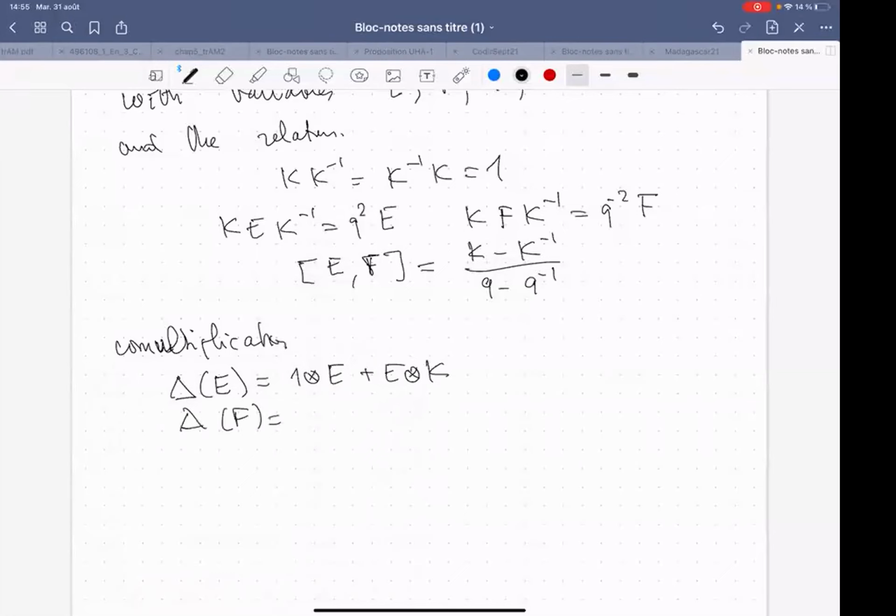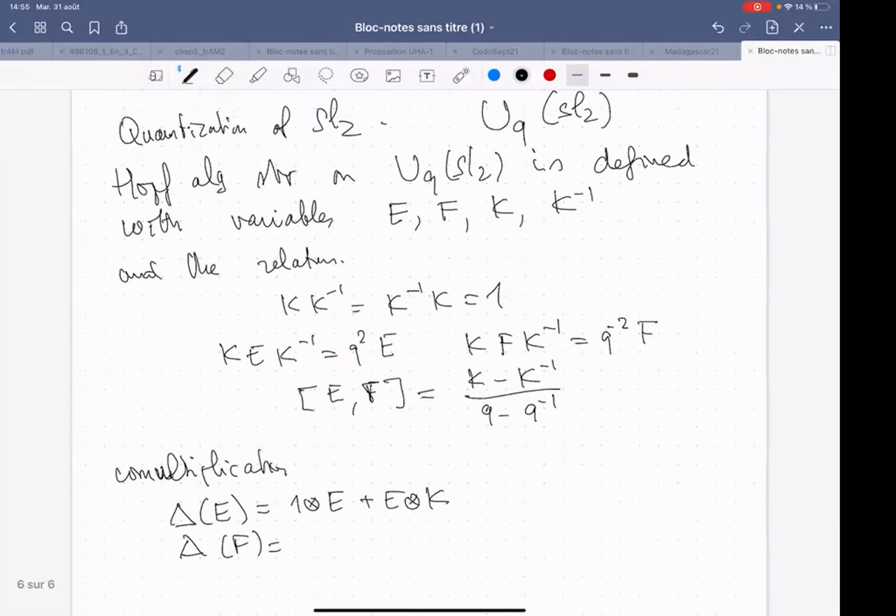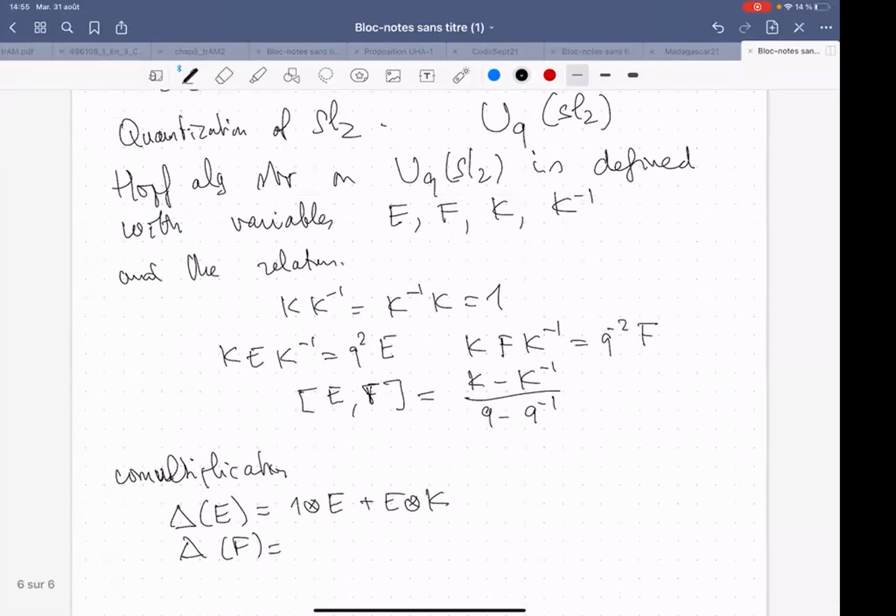Sorry to interrupt. I have not understood what is exactly the quantization of sl2. Could you repeat? The quantization of sl2 is a deformation. I didn't explain yet what is a deformation, but it's a deformation of the enveloping algebra. Ah, okay. Then we have to deform the multiplication and the co-multiplication.